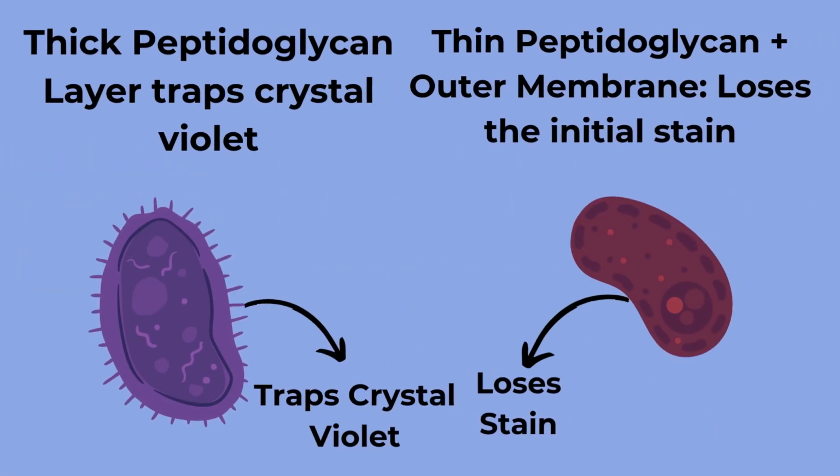But why does this happen? It's all about the cell wall. Gram-positive bacteria have a thick peptidoglycan layer, which traps the crystal violet. Gram-negative bacteria have a thinner wall and an outer membrane, so they lose the initial stain.